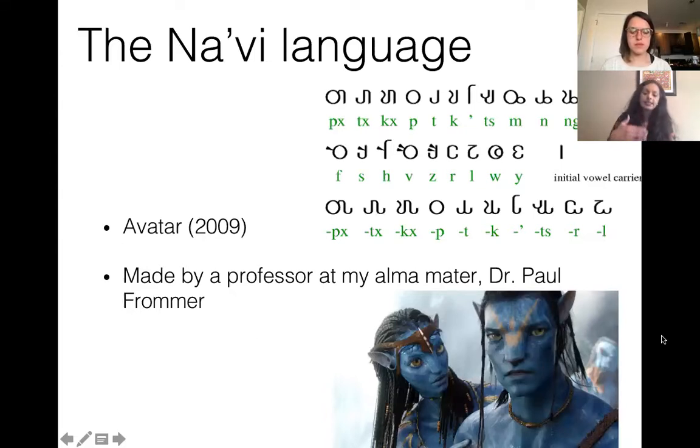But like I said, Klingon really started the trend of what I call the modern constructed languages. So here is another example of a more modern constructed language. This is Na'vi language from Avatar, 2009. And this was actually made by a professor at University of Southern California, where I did my PhD, Dr. Paul Frommer. He's actually a linguist, but he's also a journalist. He's in the journalism school at USC. But if you live in Los Angeles, sometimes you might receive a call saying, hey, do you want to come down to Warner Brothers studio and create a language?